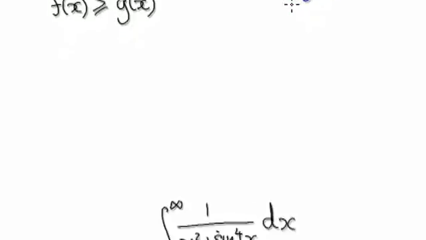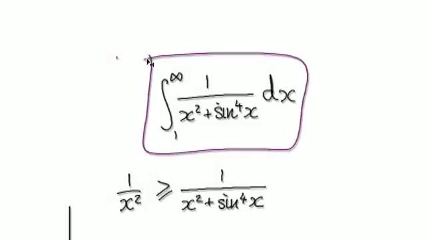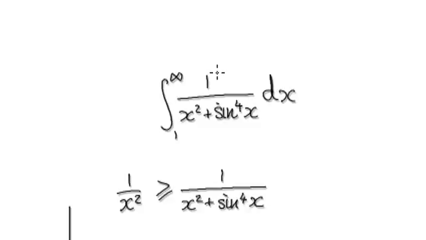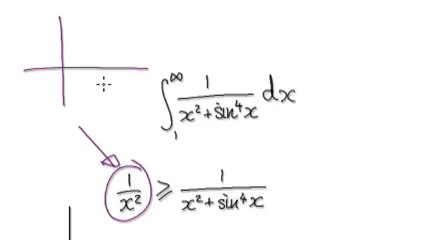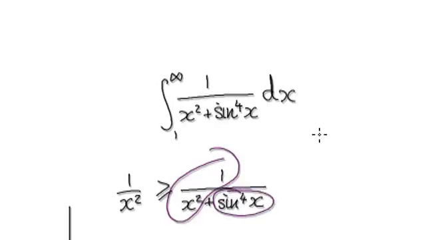The idea behind the comparison test is this: here we don't know how to integrate this, but we can deduce if it converges or if it diverges. In some of the earlier videos we've seen that the integral of 1 over x squared converges. So the idea here is that 1 over x squared is always bigger or equal to this thing here, because here you've got 1 over x and then you add a tiny amount.